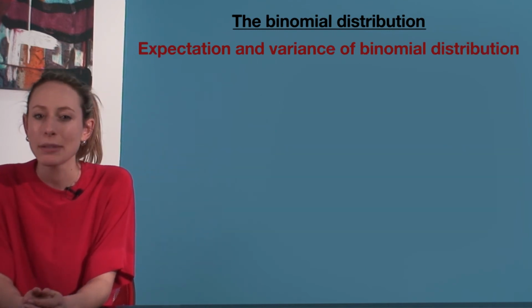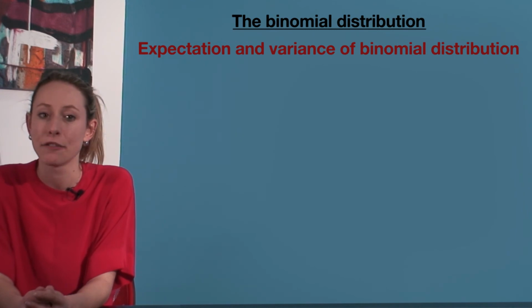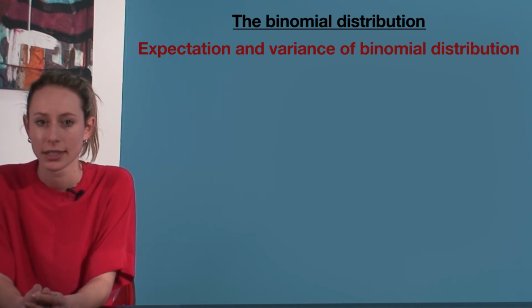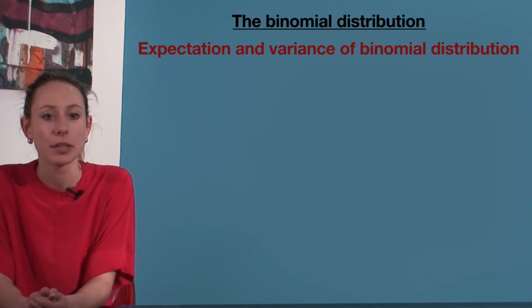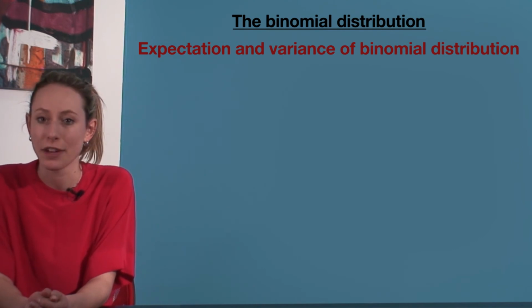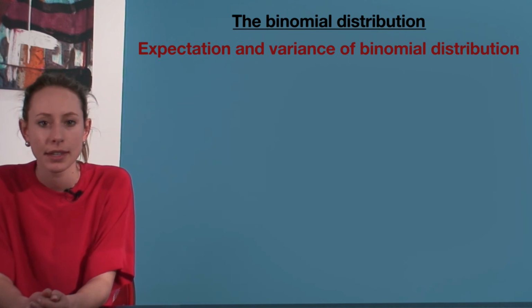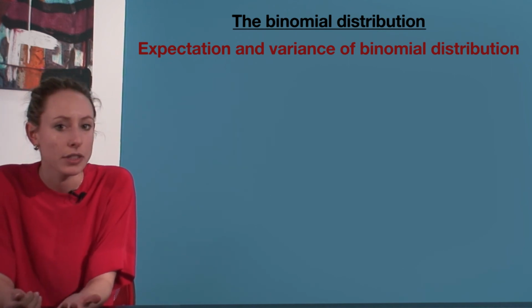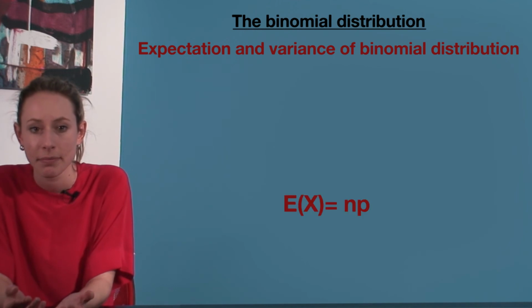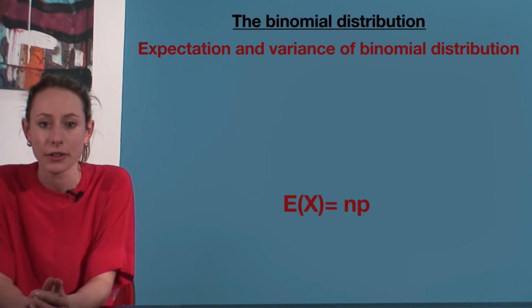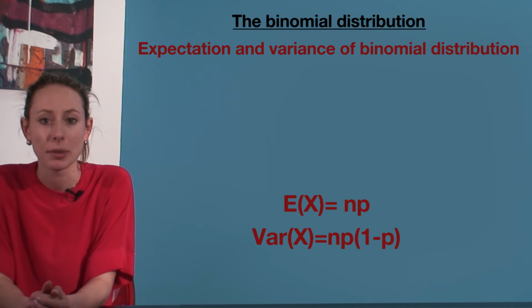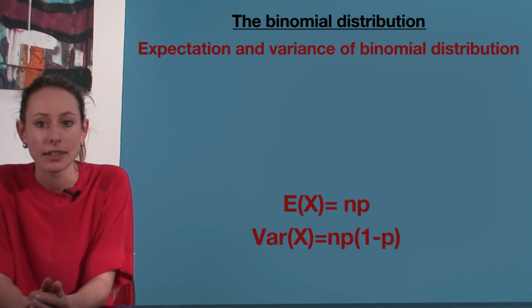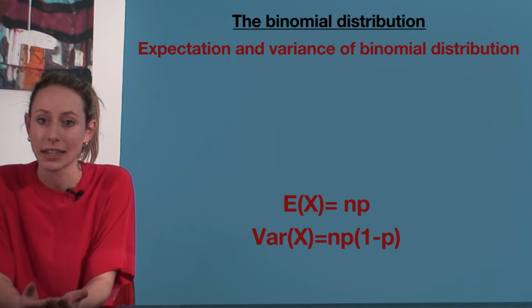Finally, the last thing that we'll be looking at is the expectation and variance of a binomial distribution. This is very similar to what we have learnt in the previous discrete random variable video. In order to find the expected value for a binomial random variable, we have to multiply the number of trials by the probability of success. This is given by the expected value equals np, and the formula for variance is np times 1 minus p, the number of trials multiplied by probability of success and probability of failure.